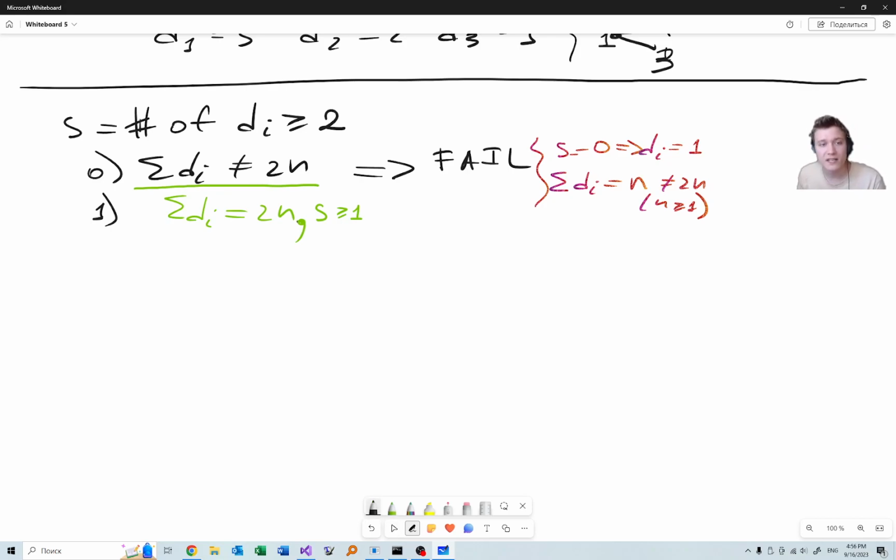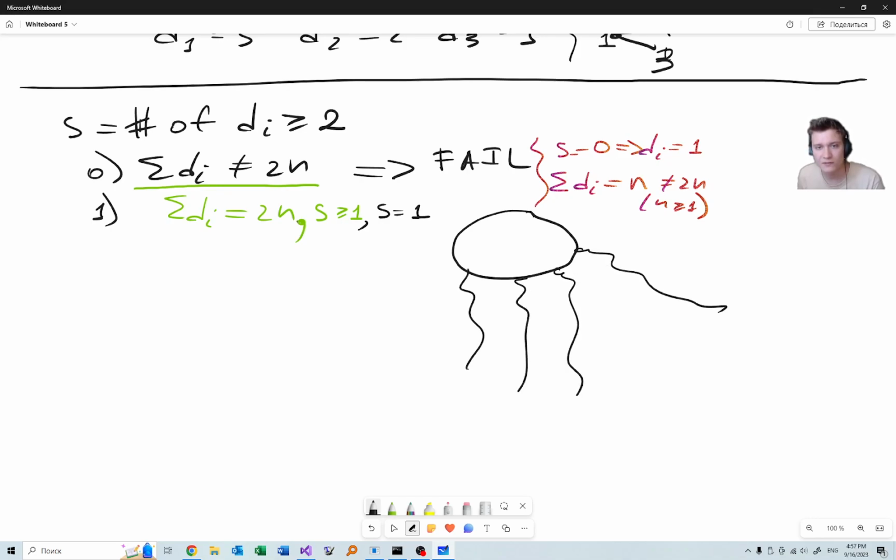Let's now assume that S equals 1. What does it mean? It means that you have only one vertex of degree greater than 1. This is a problem, because assume that you have a cycle, and there are some trees rooted on the vertices of this cycle. This implies that all degrees of this cycle are at least 2, because each vertex has 2 neighbors. Maybe it's the same neighbor, but still it is 2 multiple edges, and still the degree is at least 2.